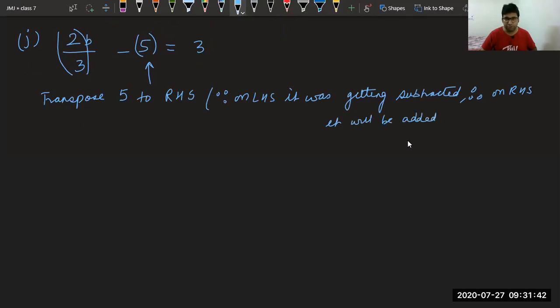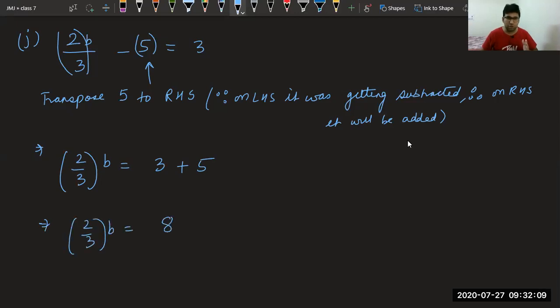All of you, we know when you cross the border, the property changes. Addition to subtraction, subtraction to addition, multiplication to division, division to multiplication. That's it. So we will have 2 by 3 into b is equal to 3 plus 5. So we have transposed 5 to the right hand side. Further solving it, 3 plus 5 is equal to 8.